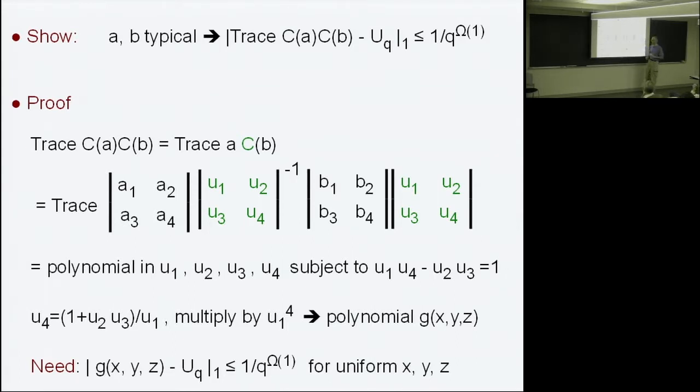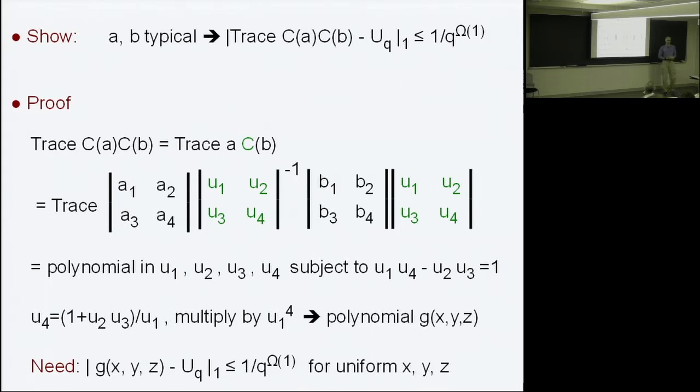It's a long polynomial, and it has this condition that the determinant is one, which is not clear how to handle, but you can multiply this out and go back to a polynomial which is more complicated but does not have this condition. And the bottom line is that you just need to show that this polynomial has an output distribution over field elements which is very close to uniform over the field.